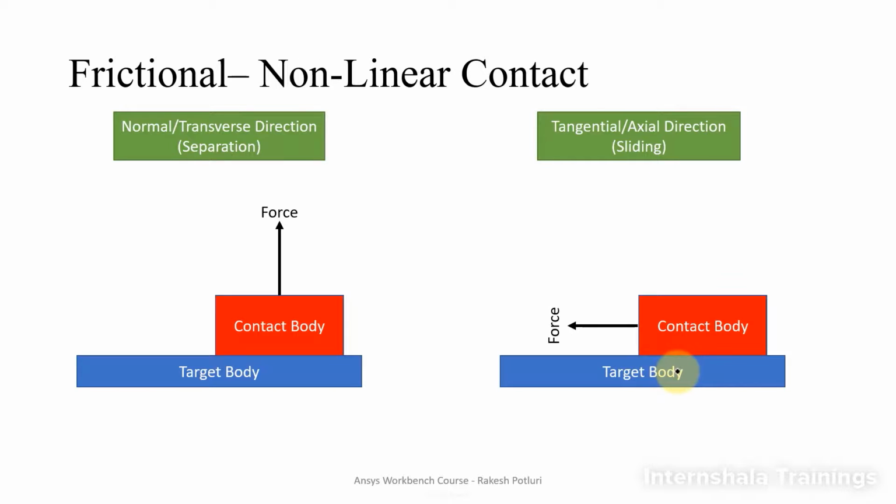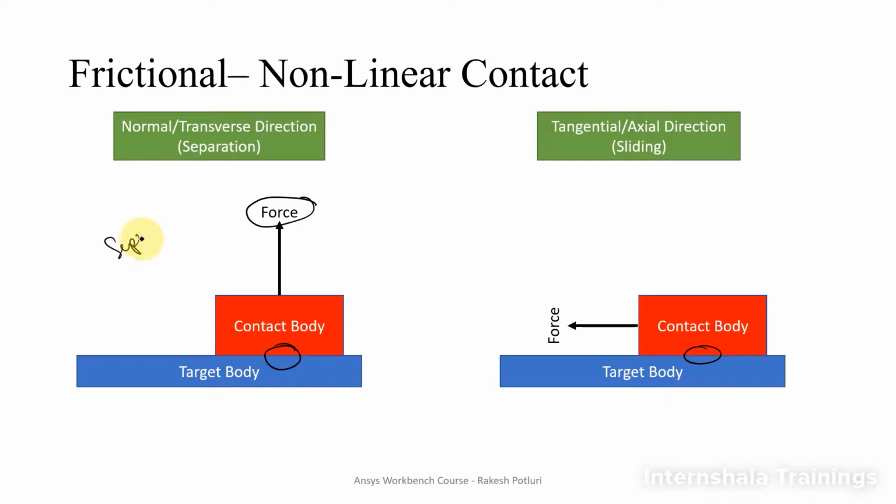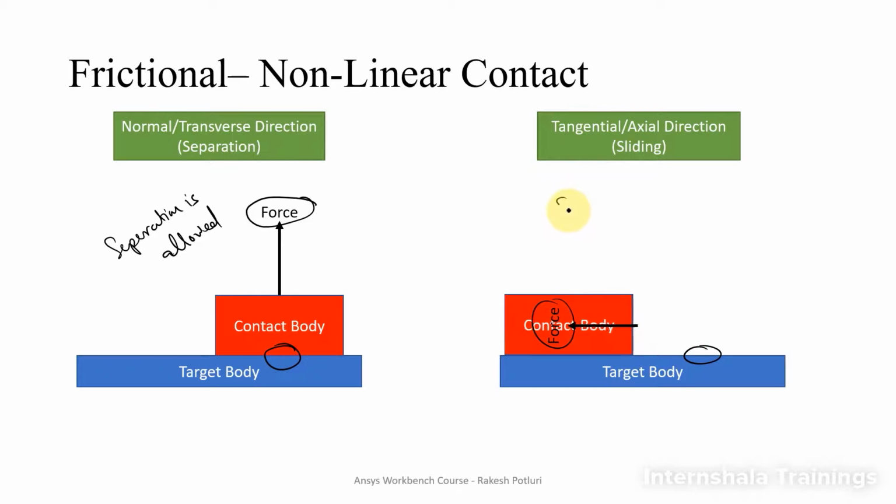Then the next type of contact we are going to see is the frictional contact, and this is another type of nonlinear contact. Now we'll see, when I apply the contact between these two bodies and apply the force in the normal direction, what happens. Like in the frictionless contact, separation is allowed. Likewise, if I apply the force in the tangential or axial direction, this contact body can slide over the target body. Sliding is allowed.